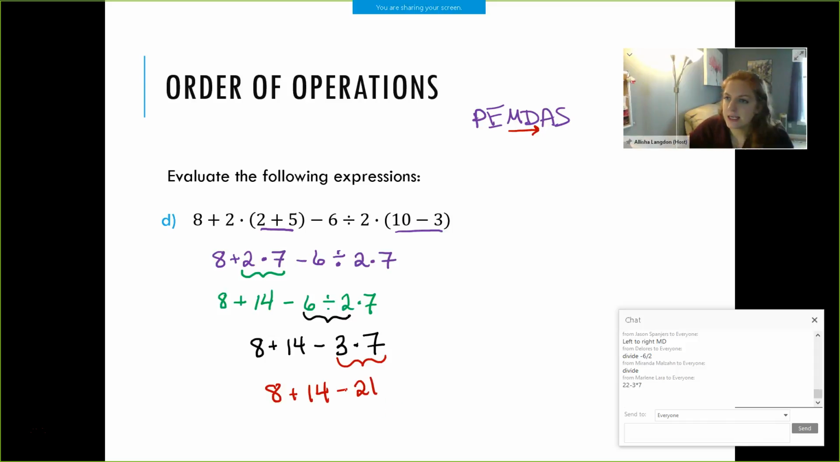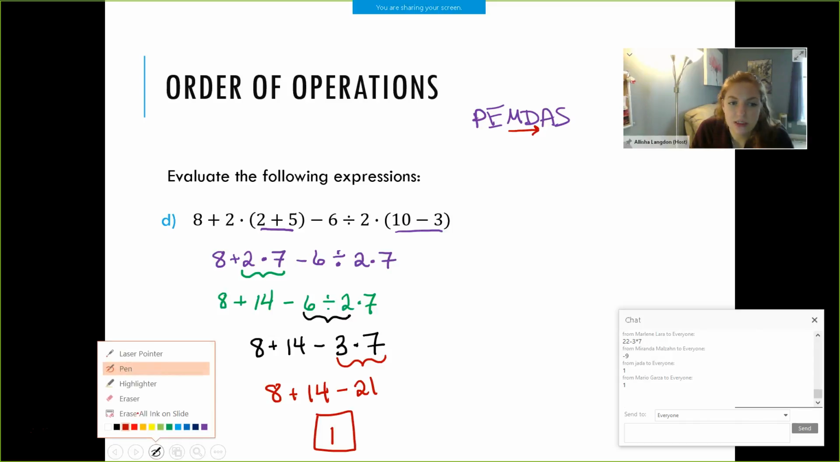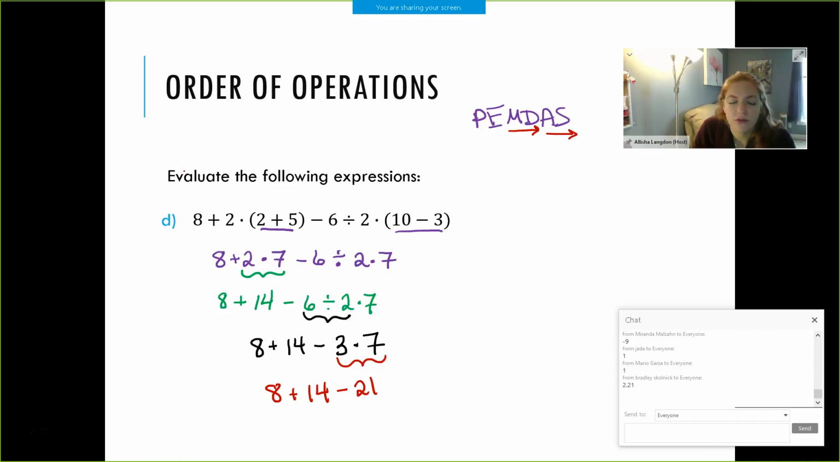And then, honestly, guys, just go ahead and type this in your calculator. 8 plus 14 minus 21. And you get 1. If we did it one more step, which is perfectly fine as well, add first. Addition and subtraction from left to right, right? Okay, 8 plus 14 is 22, minus 21 is 1. Okay. And sometimes it's just getting used to your calculator again. Sometimes that can be it as well.